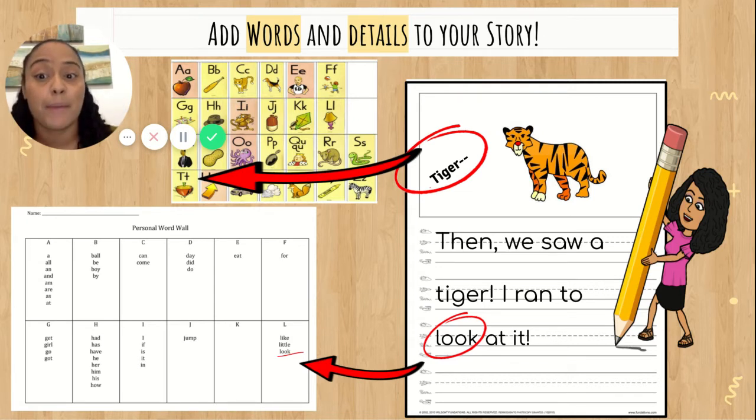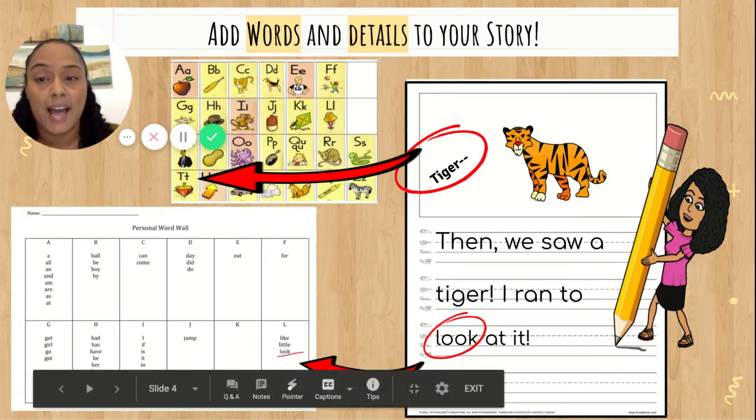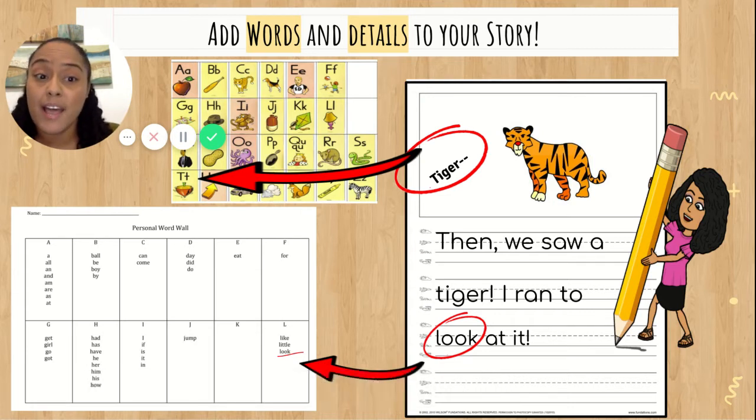I also looked at my personal word wall to find sight words that I really wanted to add in my sentences. For example, I wrote, then we saw a tiger. I ran to look at it. I know look is a sight word I learned last year, so it's definitely going to be there. I added it to my sentences.